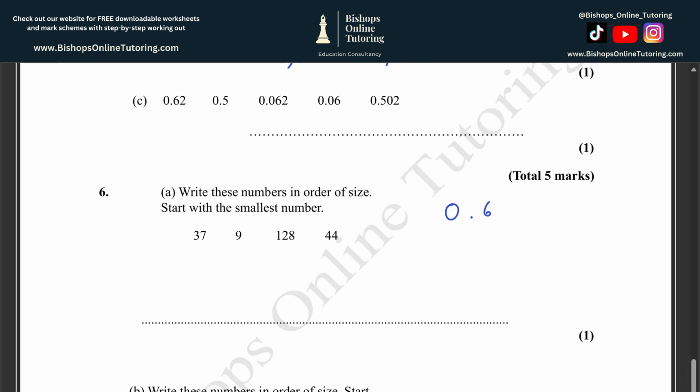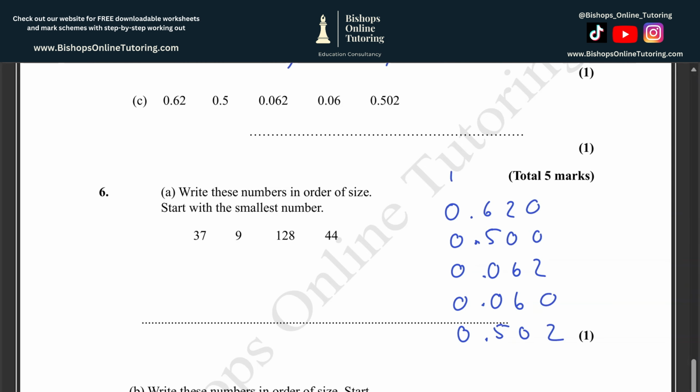So 0.62, 0.5, 0.062, 0.06, and 0.502. Fill out all the empty spaces with zeros. Now that's column number 1, number 2, number 3, and number 4. Now let's look at column number 1. They all start with a 0, so move on to column number 2.